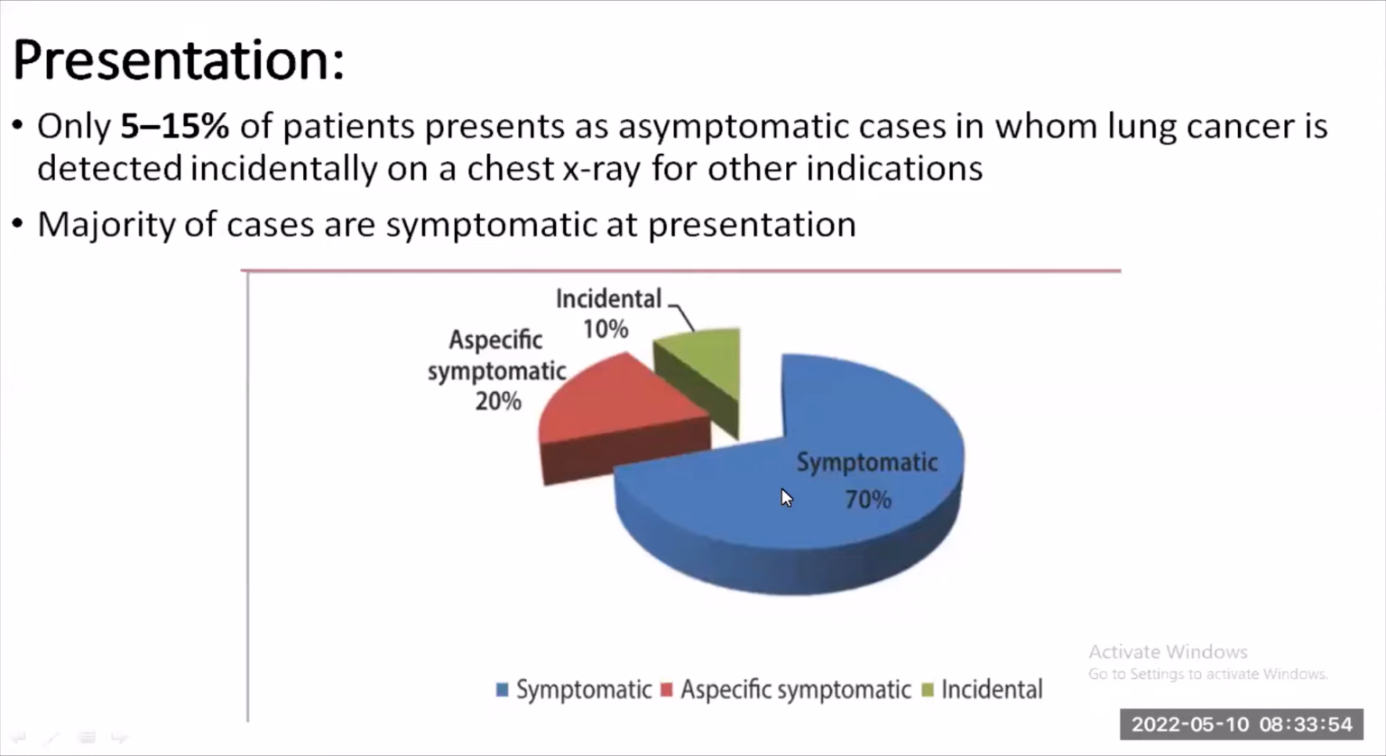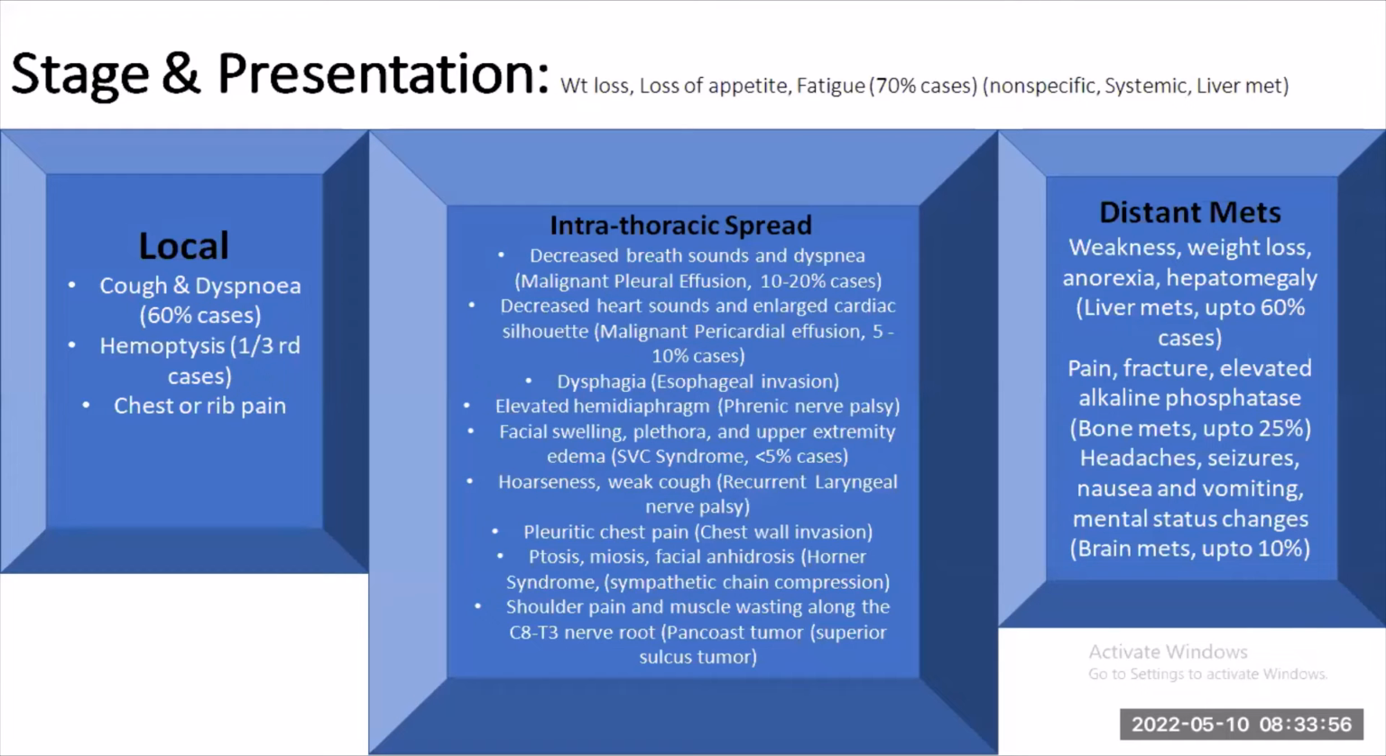Majority of cases are symptomatic at presentation. When a lung cancer patient comes to our OPD, the staging workup starts from his complaints. The complaints can indicate whether the disease is local, or whether there is an intrathoracic spread, or whether the patient is presented with distant mets.